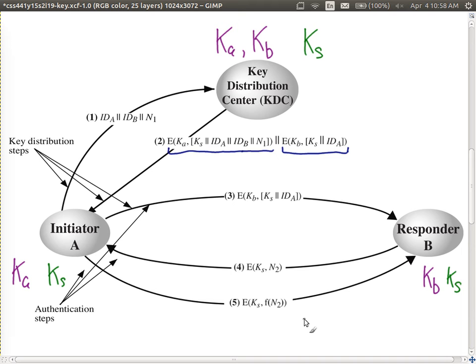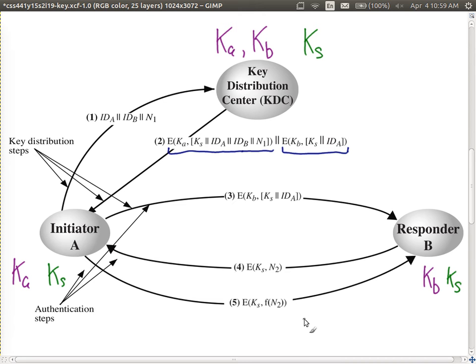Is it possible for an attacker to intercept step 4, get KS, and send back a modified message? So the question is, what if the attacker intercepts message 4 and then sends back message 5, because B expects message 5 to come back. If they don't get it, then something's gone wrong. So what could the attacker do?